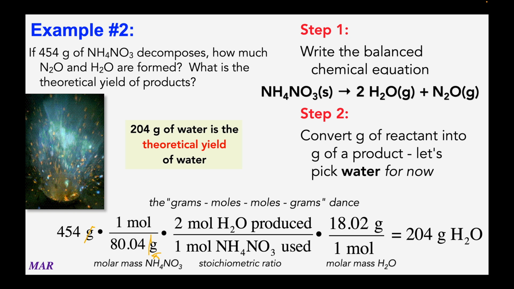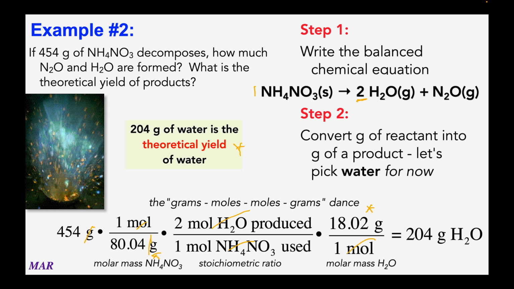Now this next part, the 2-to-1 ratio, it's not magic. 2 moles of water, which is what we're after in this particular part of the problem, to 1 mole ammonium nitrate. So we're using a 2-to-1 ratio here to turn moles of reactant into moles of product. Then we'll multiply by the molar mass of water, which is about 18 grams per mole, 18.02 grams per mole. So after we cancel the grams ammonium nitrate, we're going to cancel the moles of ammonium nitrate. We then get moles of water. Moles of water cancel to get grams of water. 204 grams of water should be produced by that 454 grams of reactant.